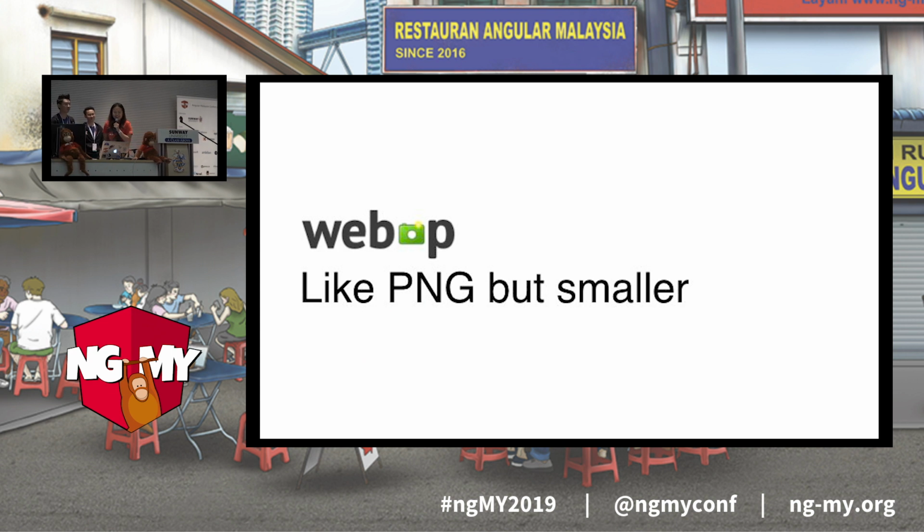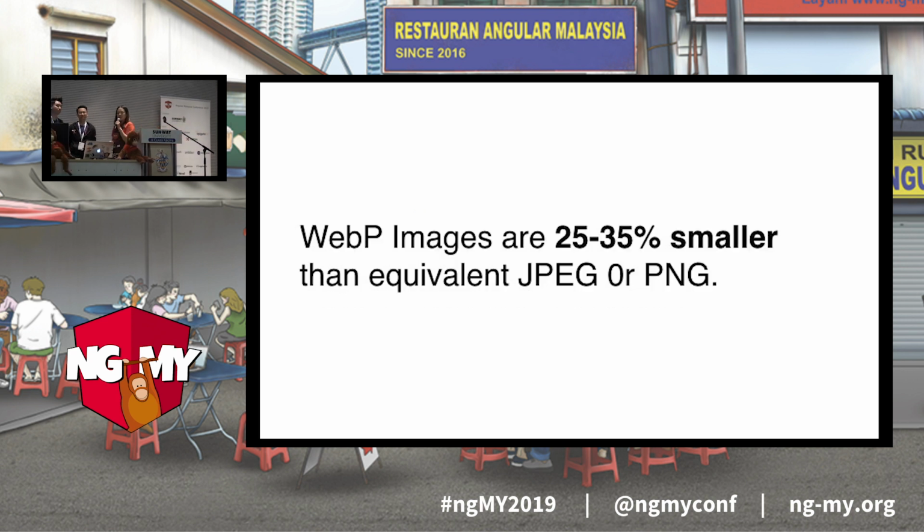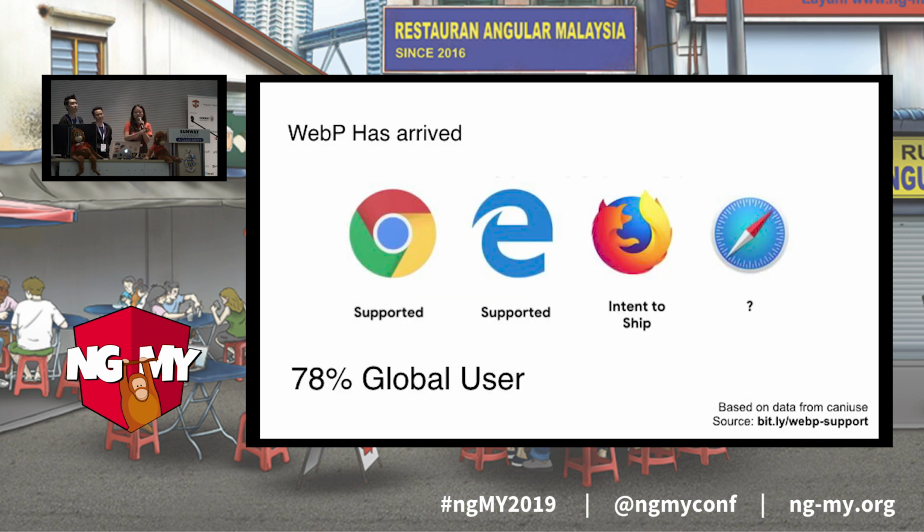Next is WebP. WebP is something like PNG, but smaller. Why do I say it looks like PNG? Because WebP supports transparent images. In our application, a lot of the time we need to use transparent images. And WebP images are generally 25 to 35% smaller than JPEG and PNG, because the way they do the compression is different. And WebP is supported in all these browsers except the new IE, okay? Then it's okay, because 78% of the global users are on the other three browsers. So you can use that.